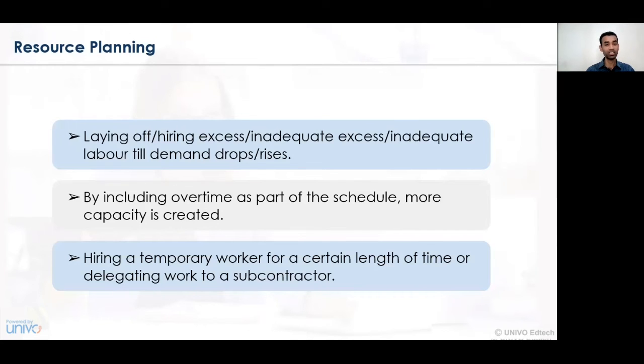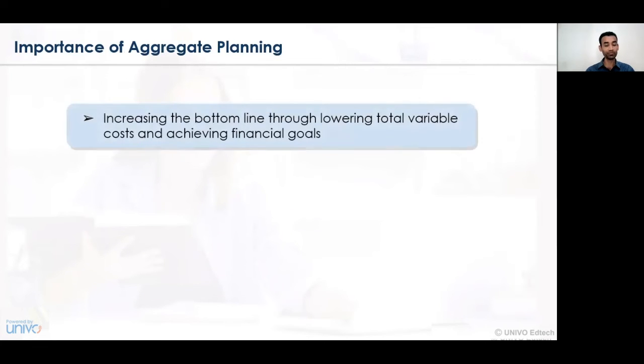So, the labor numbers should be either increased or decreased with respect to changes in technology, the cost factors, the marketing factors, and the operational tools and techniques. Now let's understand the importance of aggregate planning.